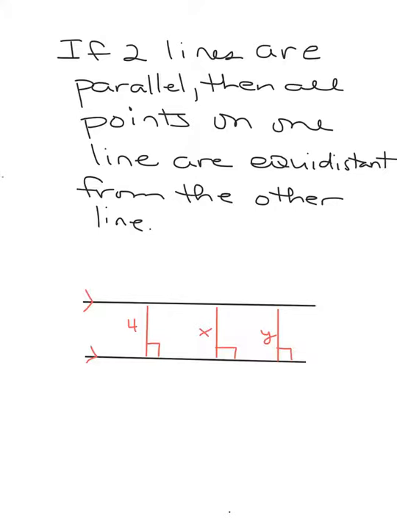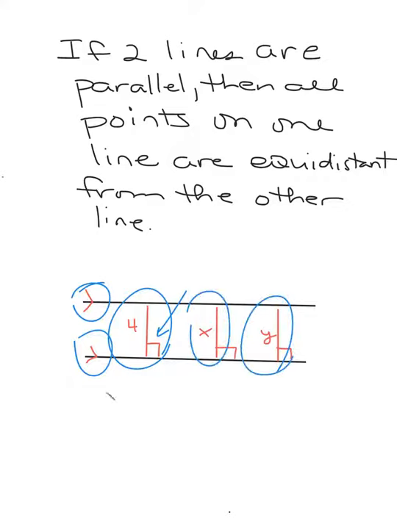Our first theorem says if two lines are parallel, then all points on one line are equidistant from the other line. Now, in looking at our diagram, we have two parallel lines, and whenever we're measuring distance, we want to go at a 90-degree angle. That's our altitude, so that way we make sure we're going the shortest distance from one line to the other. So if we know that this segment right here is 4, then we know this segment and this segment are also 4 according to this theorem. So we know that x is equal to 4, and we also know that y is equal to 4.